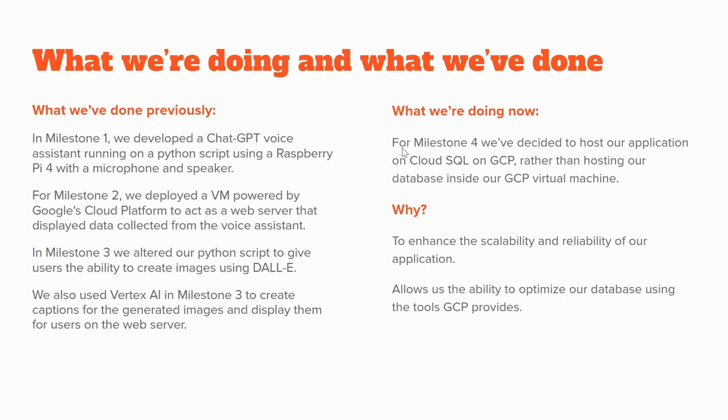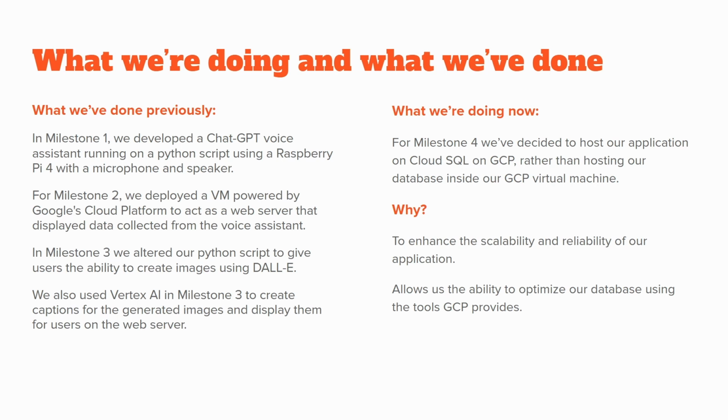As far as what we've done previously, in Milestone 1, we developed the ChatGPT voice assistant that runs on a Python script that uses a Raspberry Pi 4 and a microphone and speaker, the hardware that we alluded to earlier. In Milestone 2, we deployed a VM powered by Google Cloud Platform to act as a web server that displayed the data that we collected from the voice assistant. And in Milestone 3, we altered our Python script to give users the ability to create images using DALL-E 2. We also used Vertex AI in our Milestone 3 to create captions for the generated images and displayed them for users on the web server.